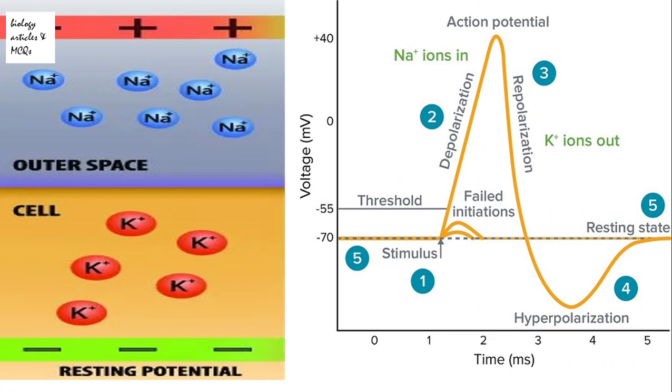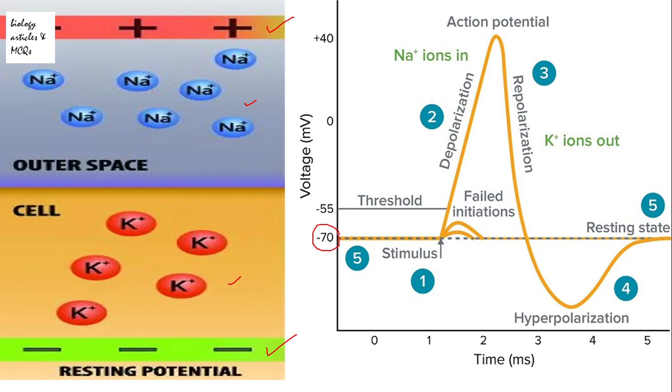Guys, we have studied that the net difference in the charges across the plasma membrane of the neuron is such that the inside of the membrane is negatively charged and the outside of the membrane is positively charged. And the potassium ions are high in concentration inside the cell, and the sodium ions are high in concentration outside the cells. So due to the negative charge inside the membrane, the voltage of the resting membrane potential is minus 70 millivolts.